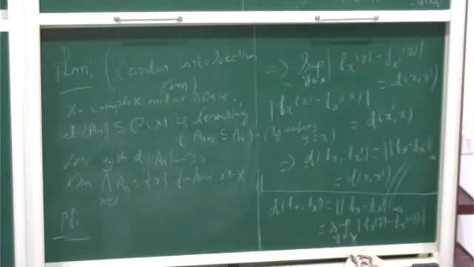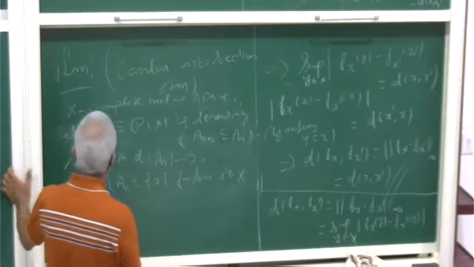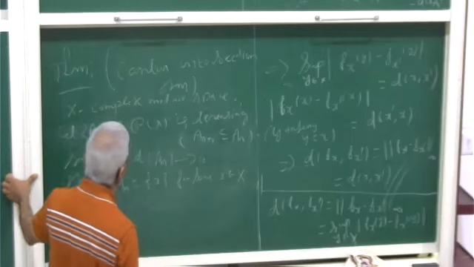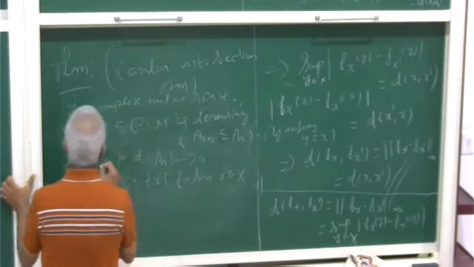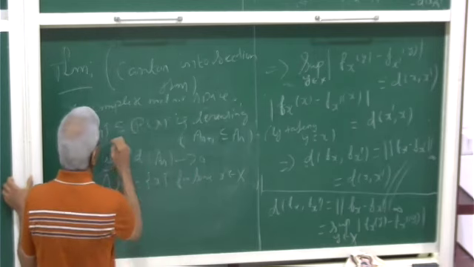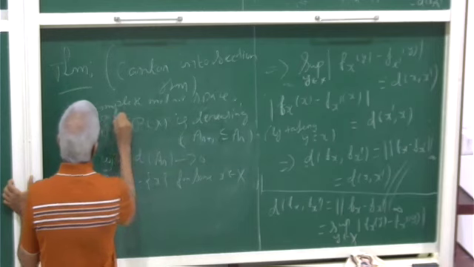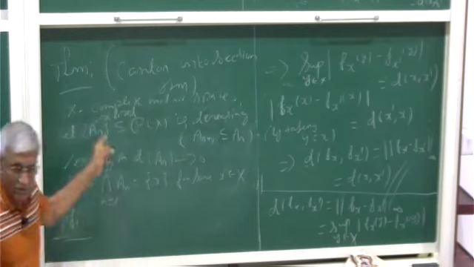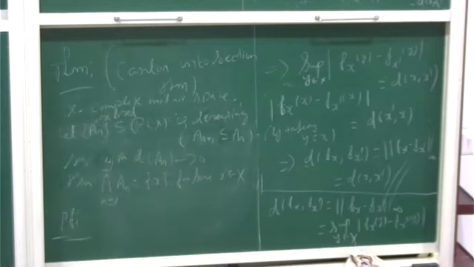You have a decreasing sequence of closed sets. Did I write closed sets? Earlier I wrote it, here I didn't write. I'm sorry, last time I wrote it, this time I forgot. So A_n is a sequence of closed sets.